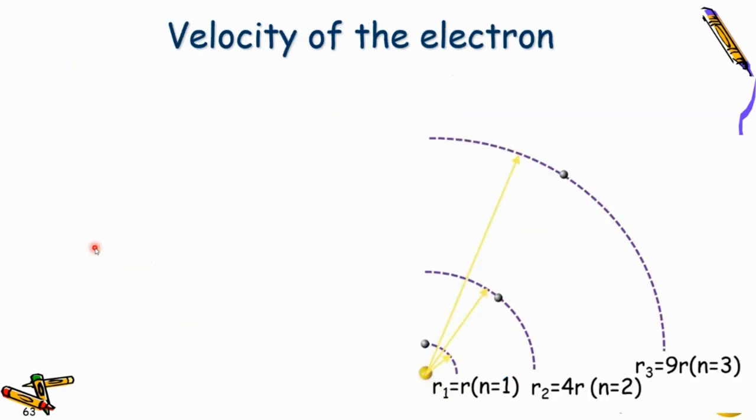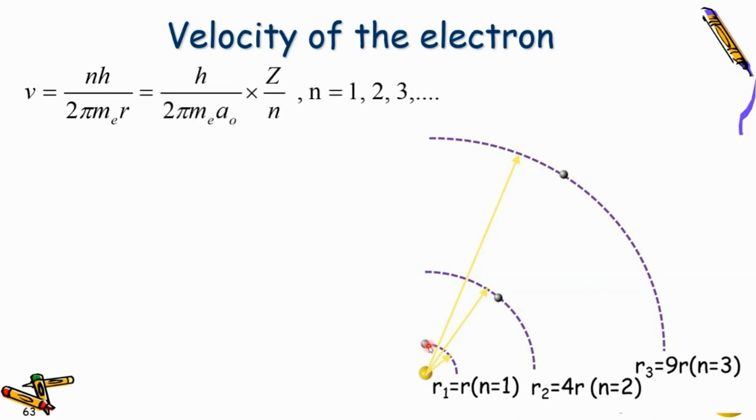Okay, so now let's talk about velocity, the third parameter, which is the velocity of the electron. So now we know the distance of the electron away from the nucleus, and we also know the energy of this electron. And now we want to know the velocity of this electron. According to the calculation, we find this is the answer. Again, I don't want you to remember this number. And again, the velocity is a function of the atomic number and the integer number, or we call this the principal quantum number.